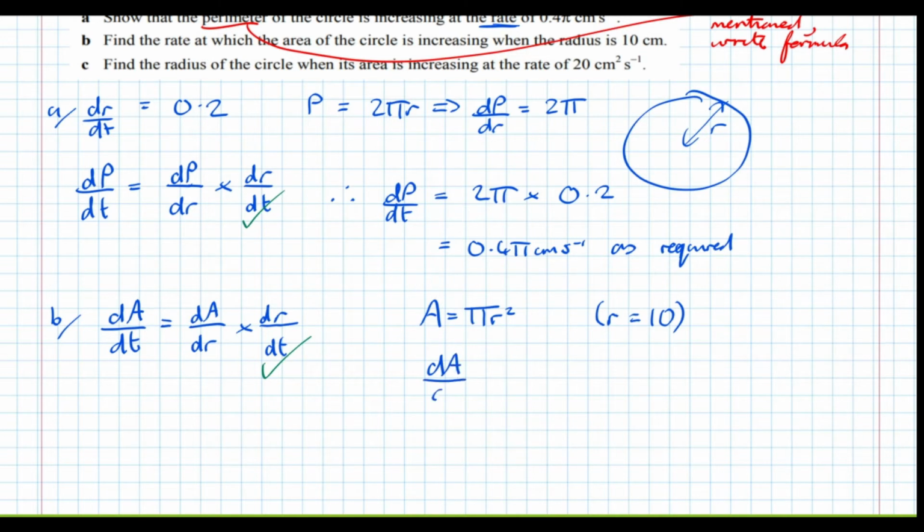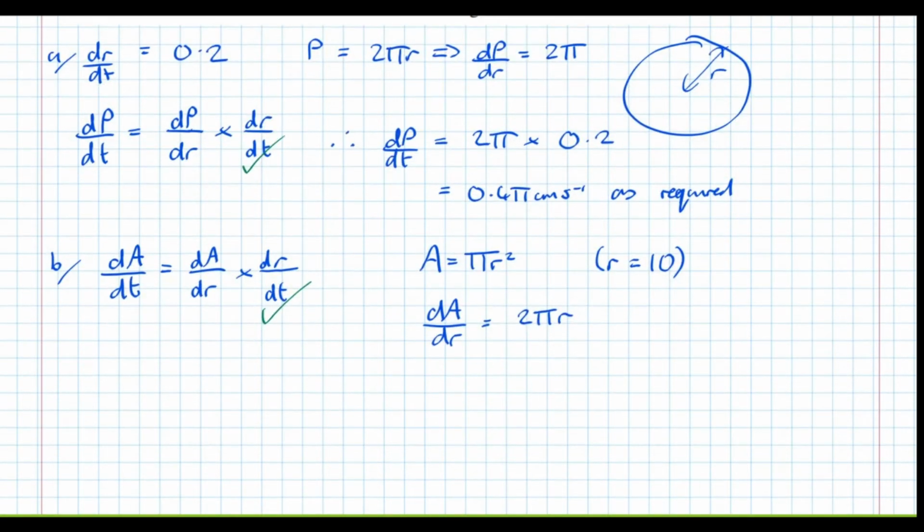So dA by dr equals 2 pi r. So let's find the formula. dA by dt equals dA by dr, 2 pi r, times dr by dt, which is 0.2, equals 0.4 pi r. But that's not a number.